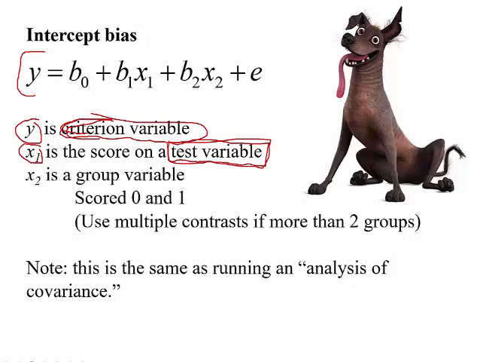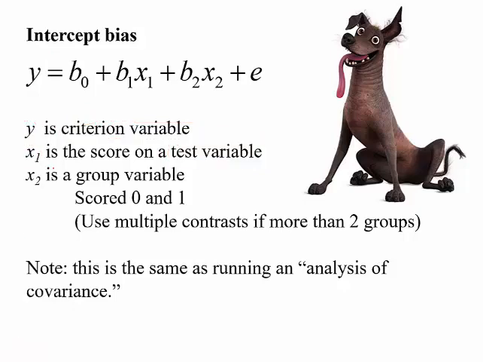So in addition to my y variable and my x1 variable, I'm going to have a second x variable, which I'll call x2. And that's going to be a grouping variable. And that variable is simply going to be dummy coded with scores of 0 and 1. So it'll be 0 if you're in one group and 1 if you're in the other. So if I have groups that are, say, people that are either single or married, I might say if you're married, that'll be group 0. And if you're single, that'll be group 1.